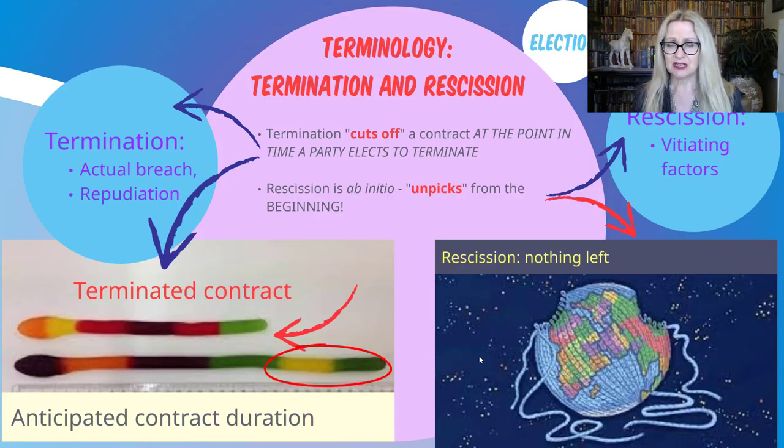So essentially you're asking the court to give you all of the rest of that lolly snake that has been cut off from the point of termination onwards. So that's why they're sometimes called expectation damages, because the court's trying to give the wronged party what they would have got if they had expected full completion of the contract. So that's termination and rescission, and where they sit in the grand scheme of remedies.